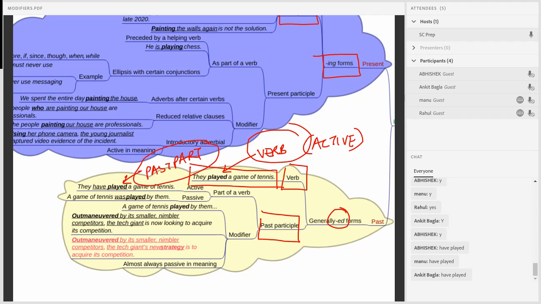So, the bottom line, if your ed is coming with a helping verb, there is no chance that your ed is a verb. It has to be a past participle. Quick check. Is everyone comfortable with this?